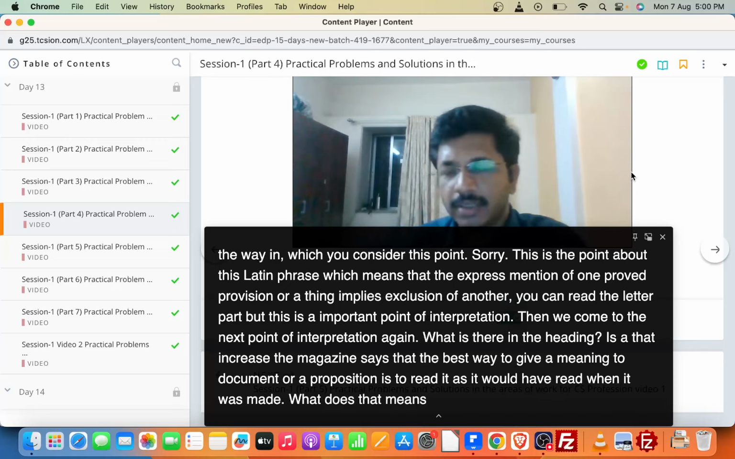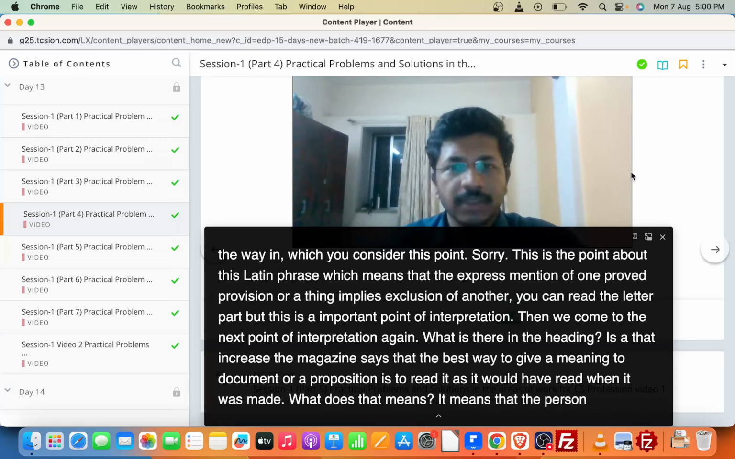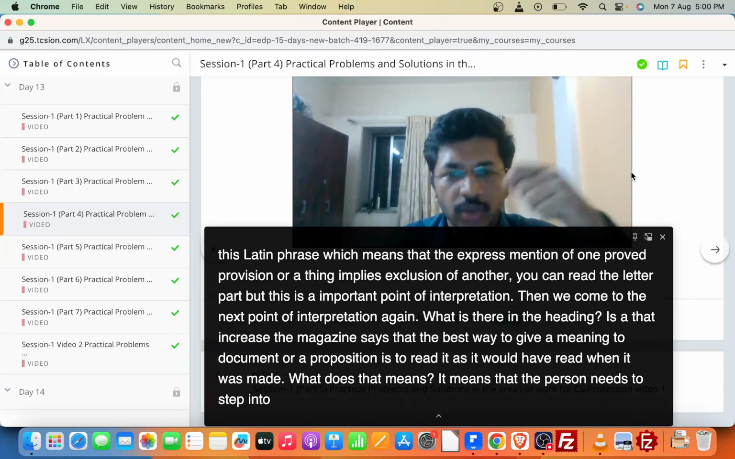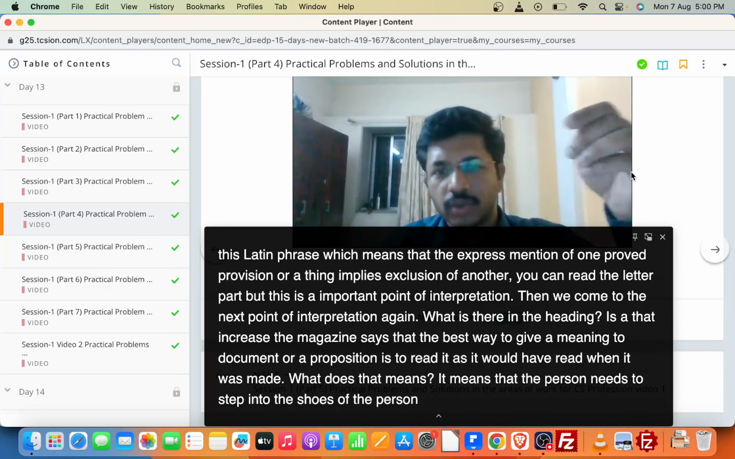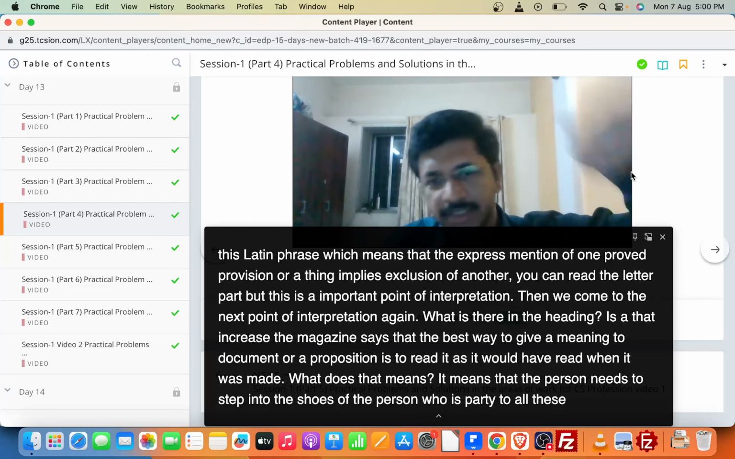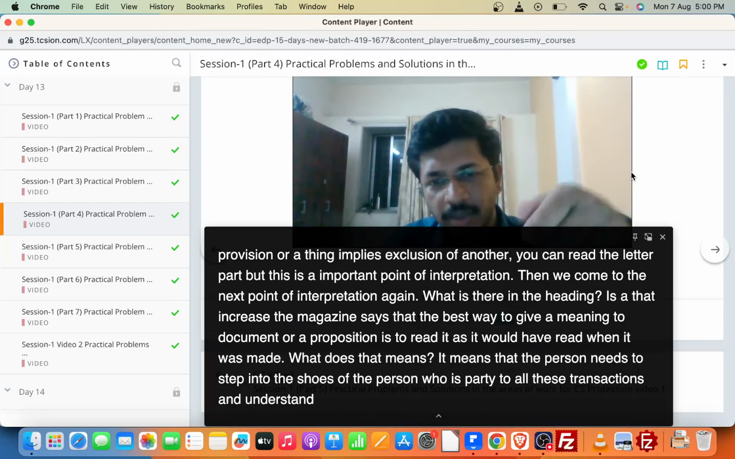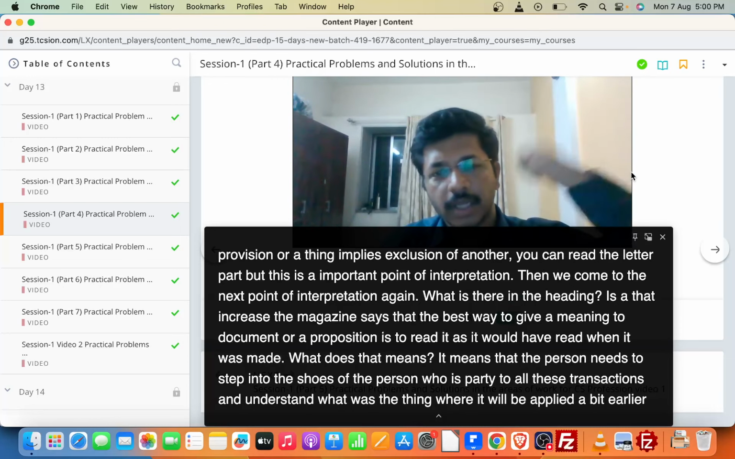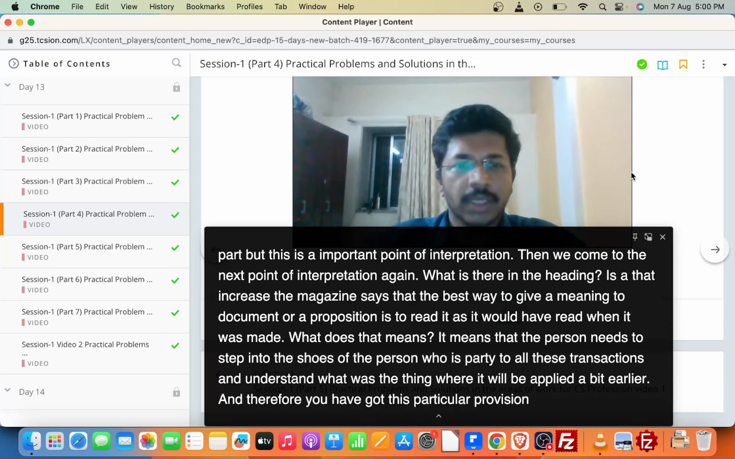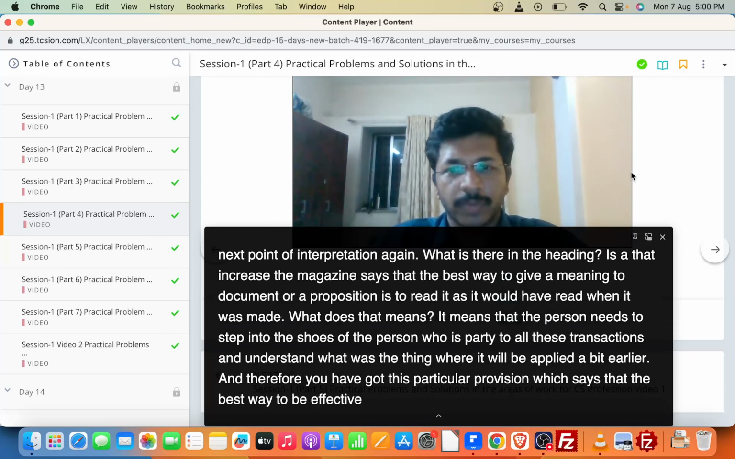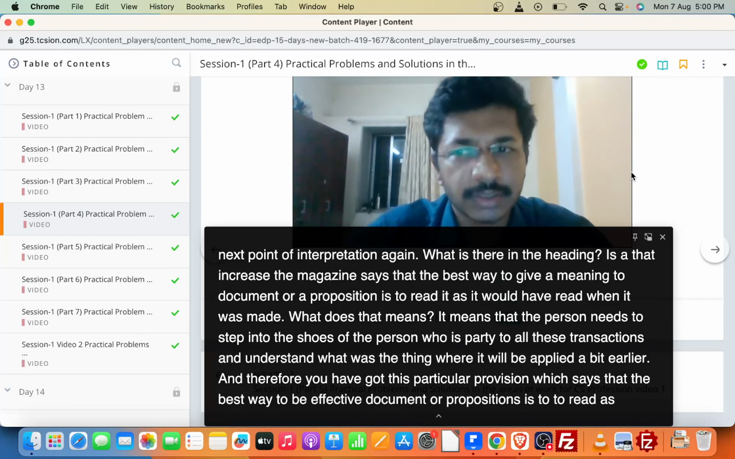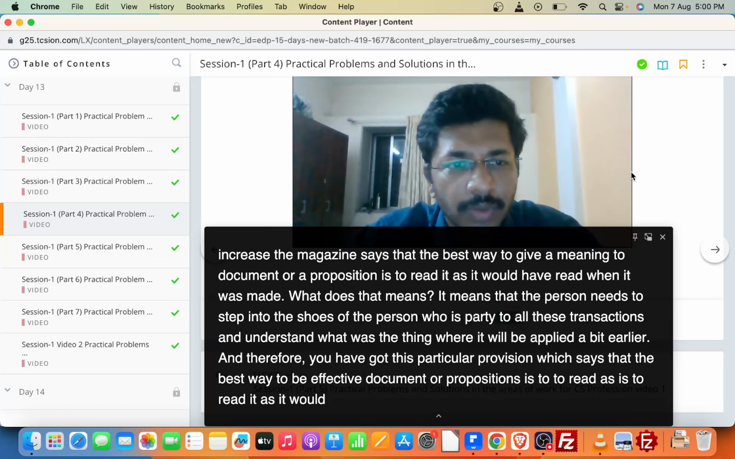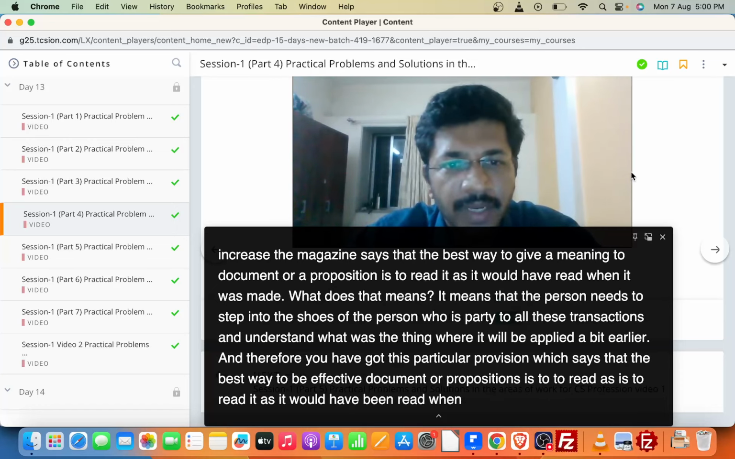So what does that mean? It means that the person needs to step into the shoes of the person who is party to all these transactions and understand what was the thing, where it will be applied a bit earlier, and therefore you have got this particular provision which says that the best way to give effect to a particular document or a proposition is to read it as it would have been read when it was made.